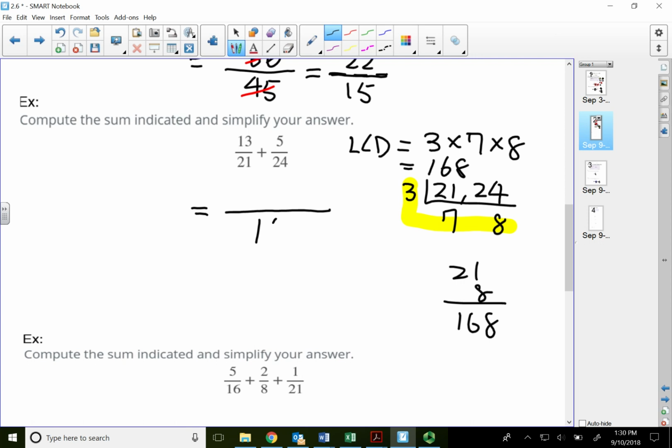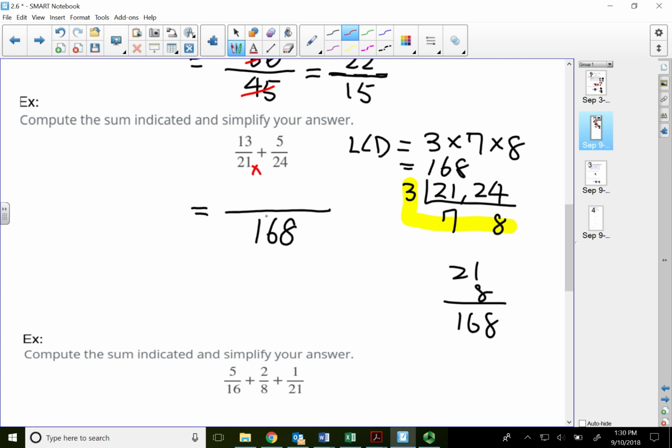So my LCD is 168. Rather than write 168 twice, I'm just going to write it one time, but I still basically have two equivalent fractions. I'm just writing them as a single term, but separating my numerator as two terms.